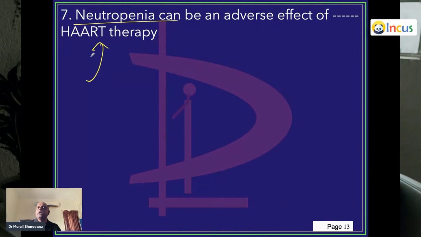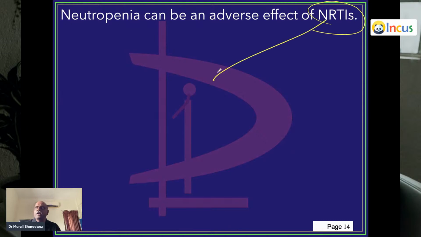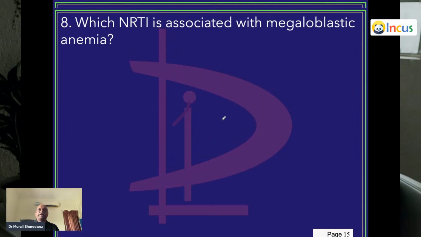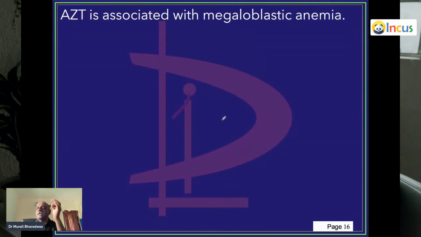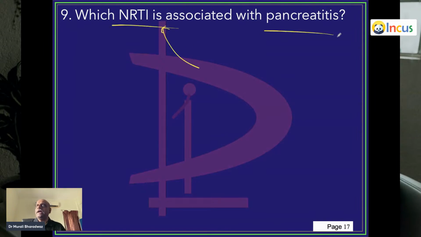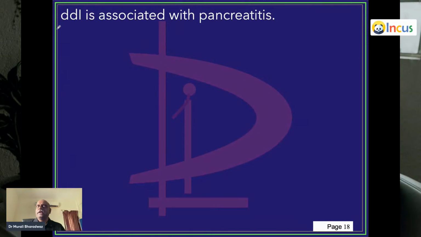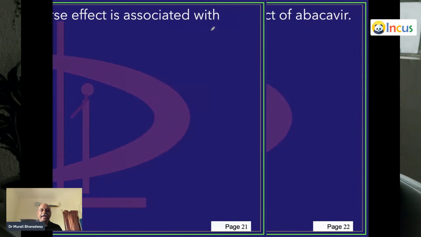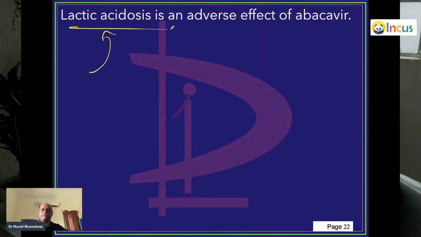Neutropenia is an important side effect of which therapy, doctor? All NRTIs, their class-specific side effect is bone marrow suppression, is what you need to remember. Zidovudine specifically leads to megaloblastic anemia. Which NRTI leads to pancreatitis, doctor? Didanosine is the one which leads to pancreatitis. Which NRTIs lead to peripheral neuropathy? Zalcitabine and stavudine. You need to remember for peripheral neuropathy. Abacavir, lactic acidosis, abacavir. Last moment before exam, you need to remember it like that.